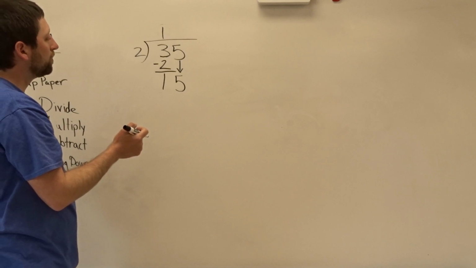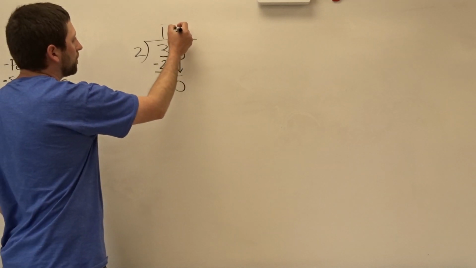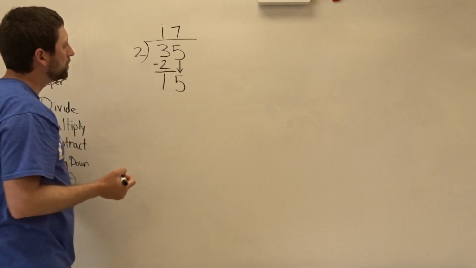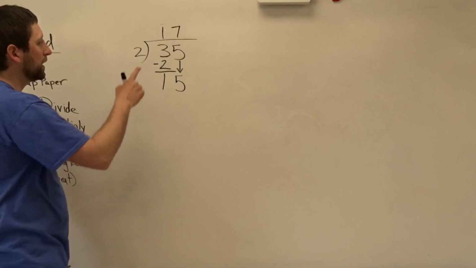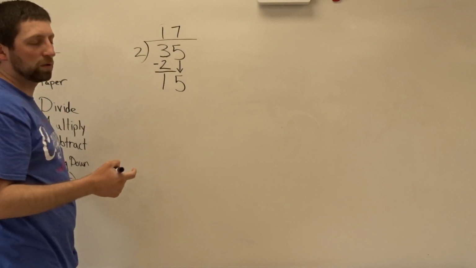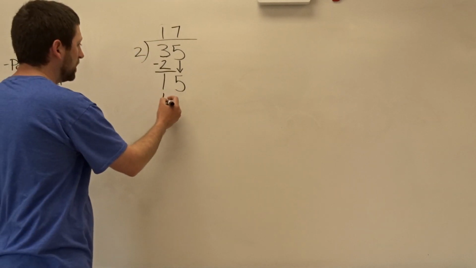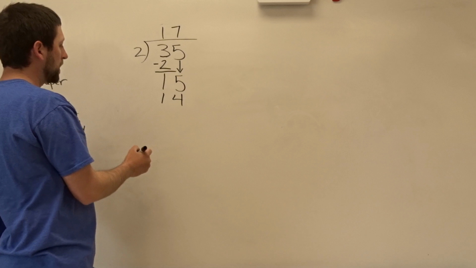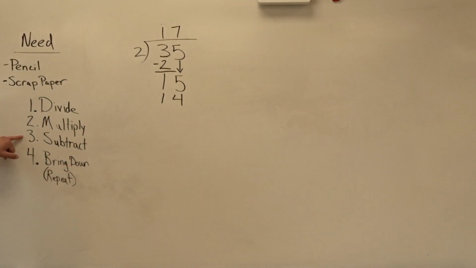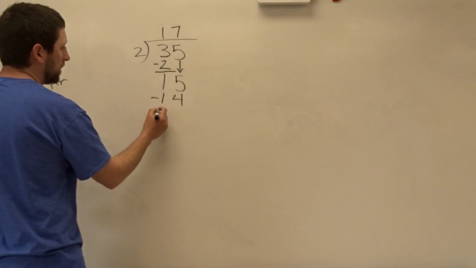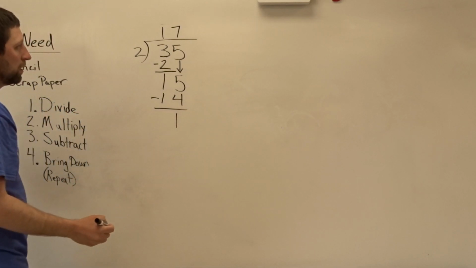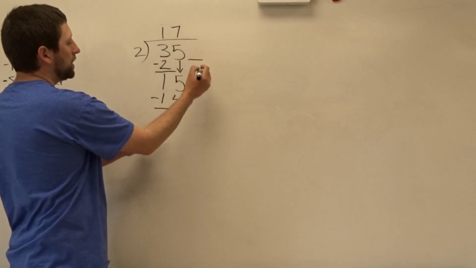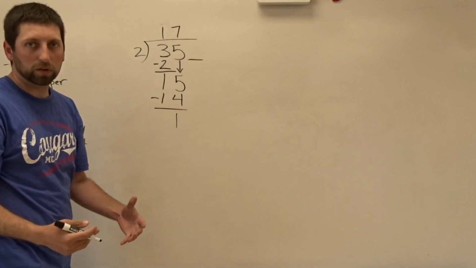Now, let's do 15 divided by 2 is 7. I know I can get really close by taking 7 times 2. 7 times 2 is 14. Okay? My third step, subtract. 15 minus 14 is 1. Now I don't have any more numbers here to bring down. Okay?